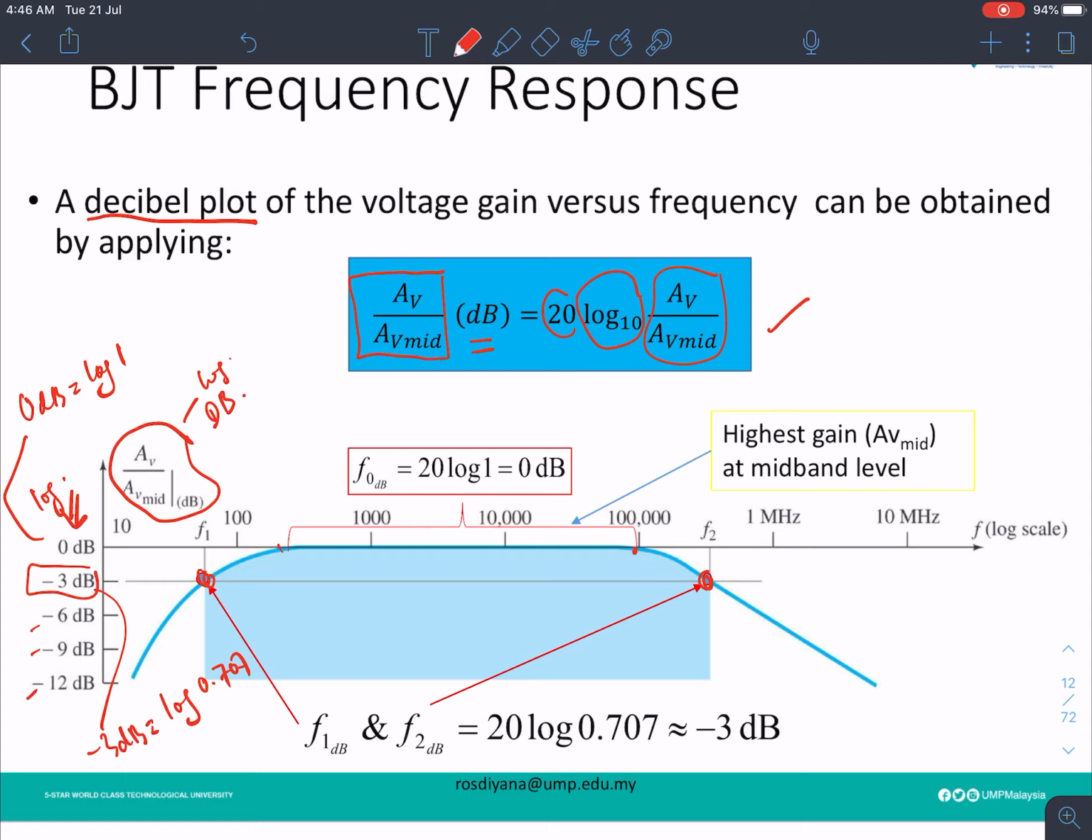The cut-off frequency always happens when the gain is negative 3 dB. So you can get this value for the gain at the cut-off frequency. It means that 0 dB is the highest gain, the AV mid at the midband level.